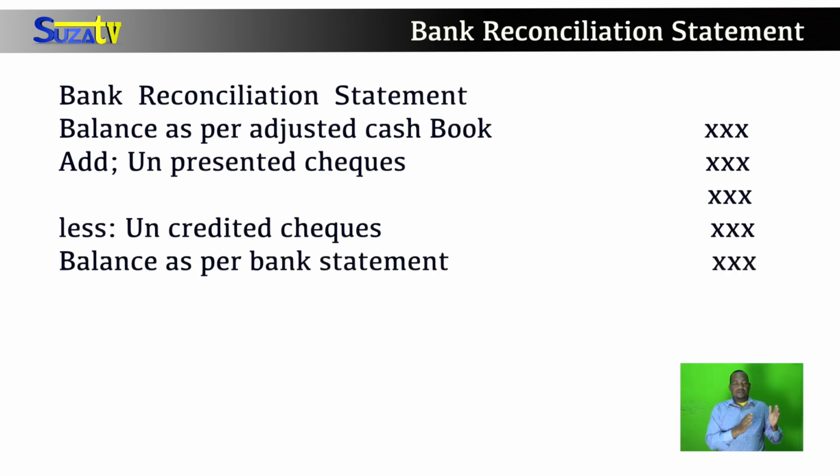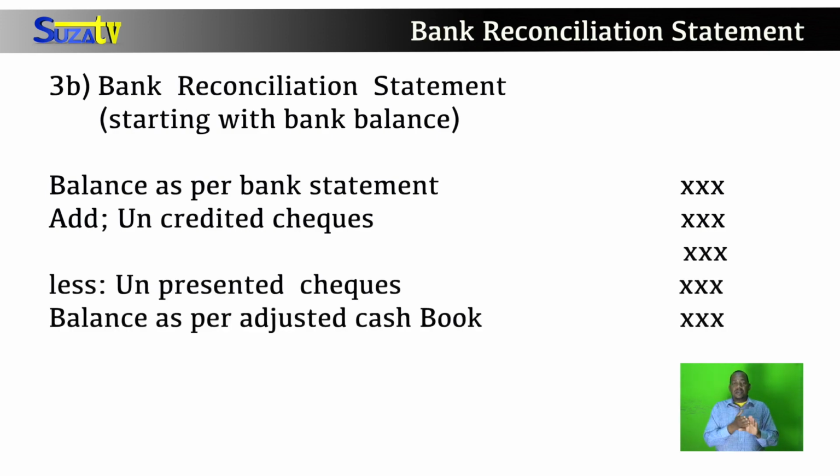Prepare bank reconciliation statement with adjusted cash book. Start with the balance per adjusted cash book. Add unpresented checks. Less uncredited checks. We get the balance as per bank statement, BD.